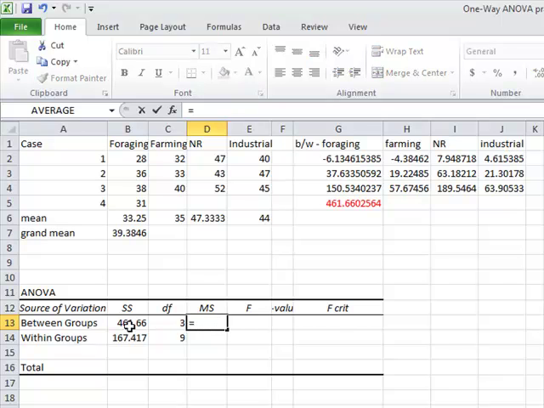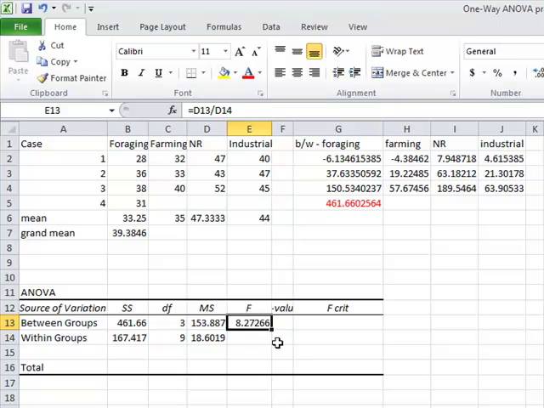So, equal this divided by this. And then, within group, this divided by this. Alright, so F is the ratio between these 2 values. So equal this divided by this. Alright, so this is the answer, F ratio, 8.27266.